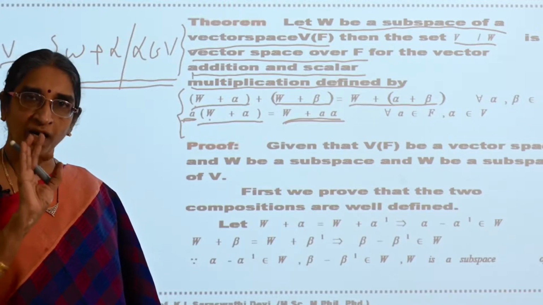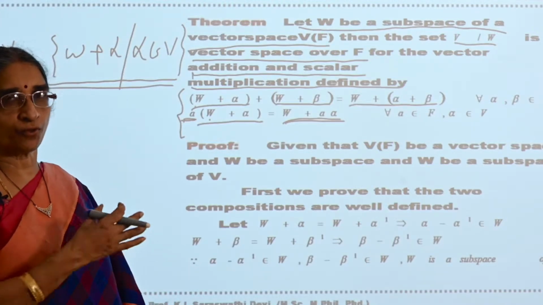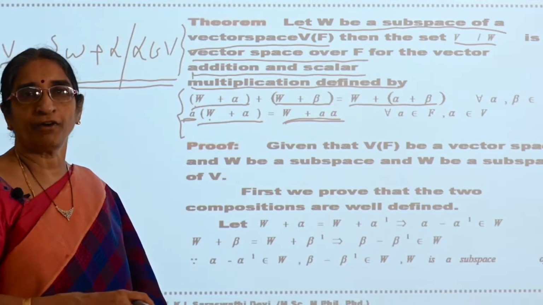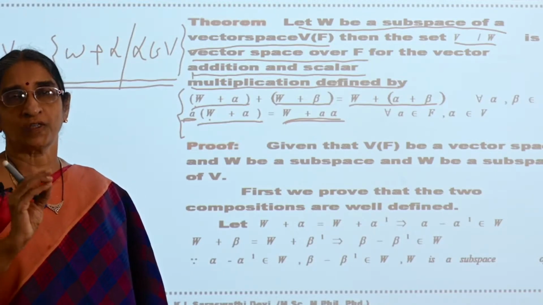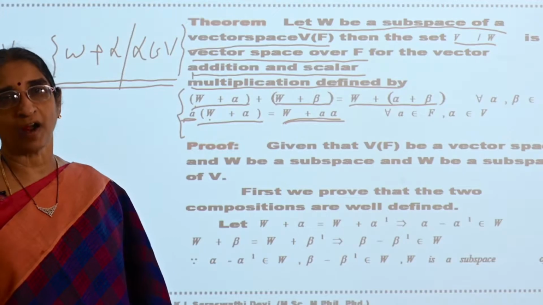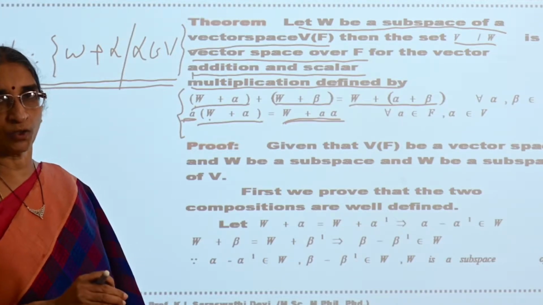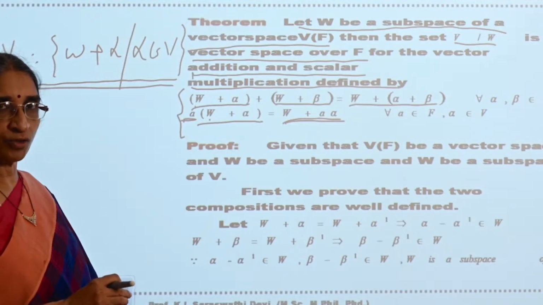That means if we are defining the definition of cosets, it is locally defined. We have to confirm ourselves that it is well defined. That we are going to see. Now what are we going to do?